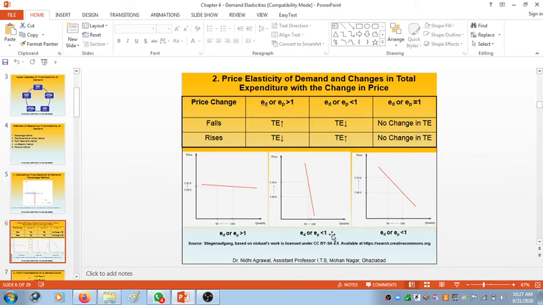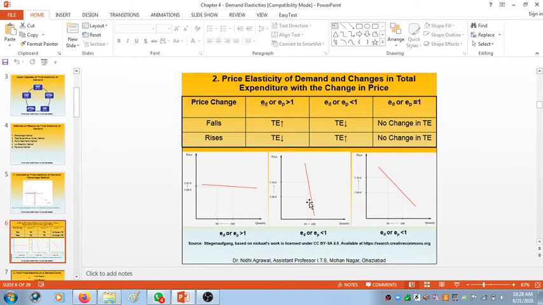Similarly, in case of elasticity less than 1, we have taken a steeper demand curve. Again the same price, 5.50, at this particular portion we are purchasing 99 units. Now the price reduces from 5.5 to 5, and we are purchasing more units, from 99 to 100. Now we have to compare these rectangular portions. So this portion is common in both cases. Now we need to compare this horizontal rectangular portion and this vertical rectangular portion.